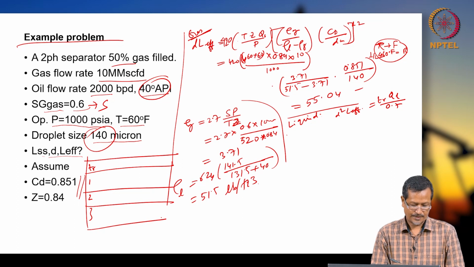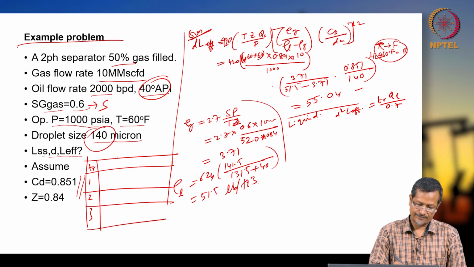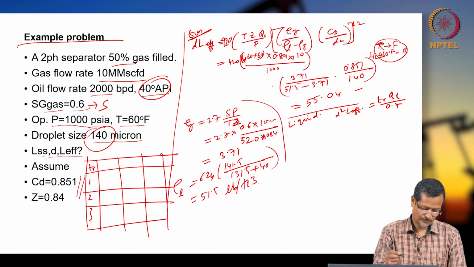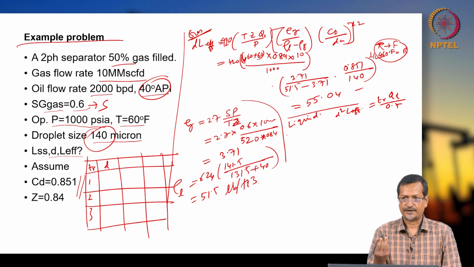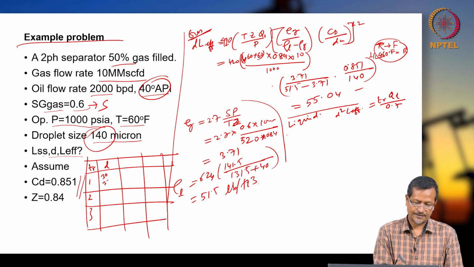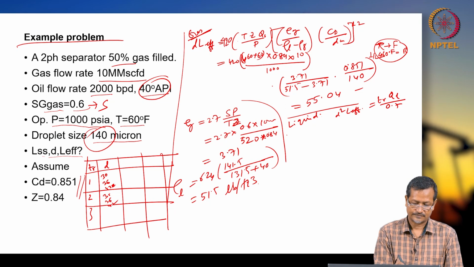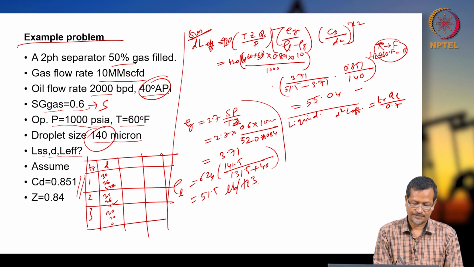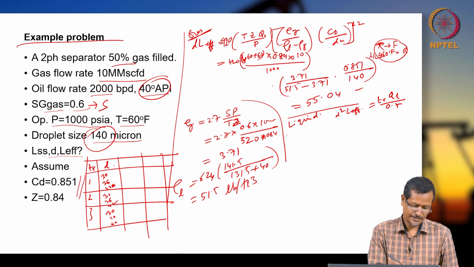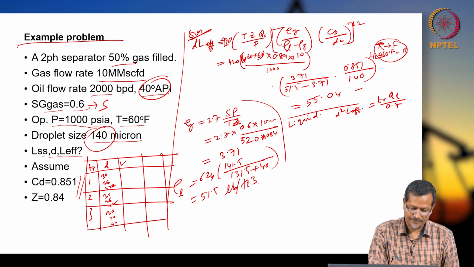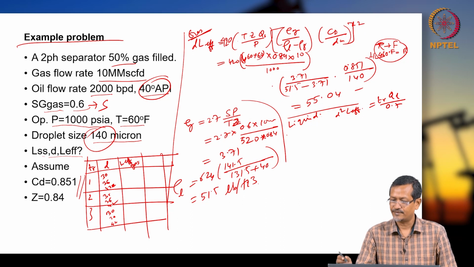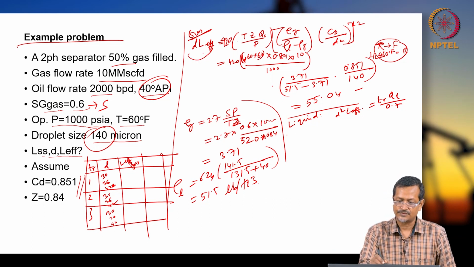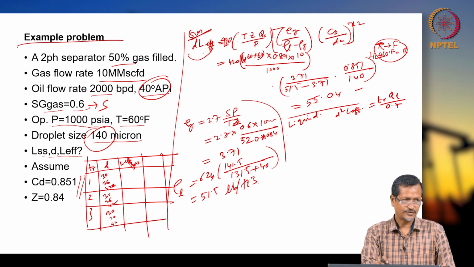Okay, now you calculate gas capacity LEFF. First you take the D value. You can assume, let us say, 30, 36, 42. Now from D you calculate gas capacity LEFF using this formula. Because the D value is already taken, you can calculate LEFF.